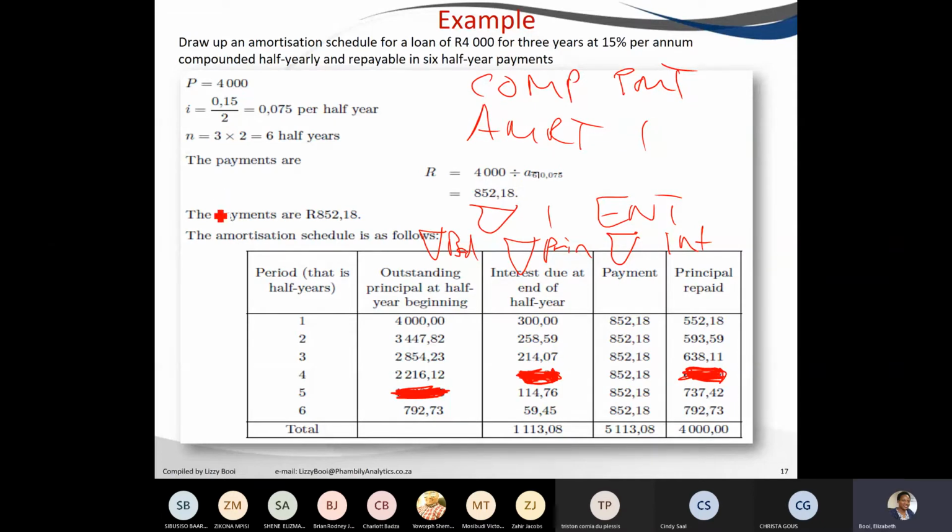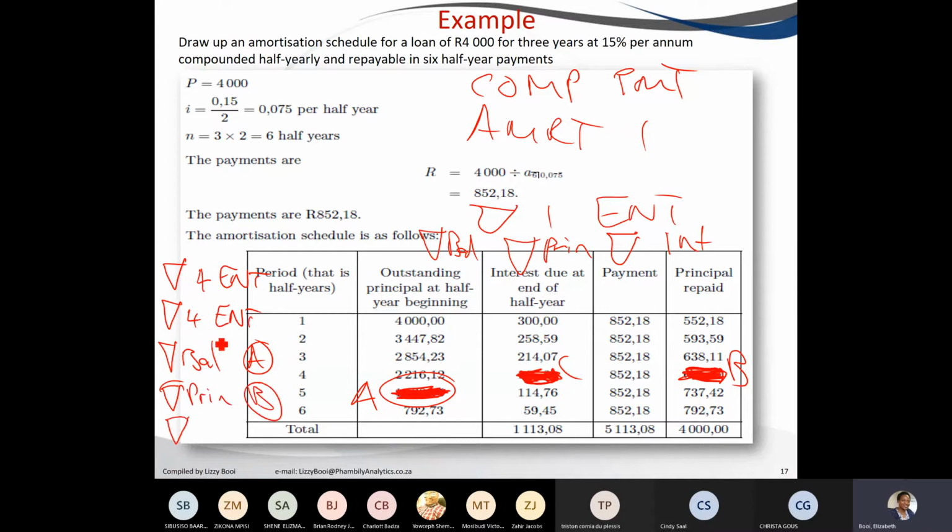So we need to find the outstanding principal after payment number 4. All you do is down arrow and you press 4 and you press ENT. And then you press down arrow and you press 4 and you press ENT. Down arrow, it will give you balance, which is that A. Remember the logic was A, B, C. So that was A and this was B and this is C. So when you do down arrow, that will give you A. When you say down arrow, it will give you the principal amount, which is B. And when you do down arrow, it will give you the interest, which is C.